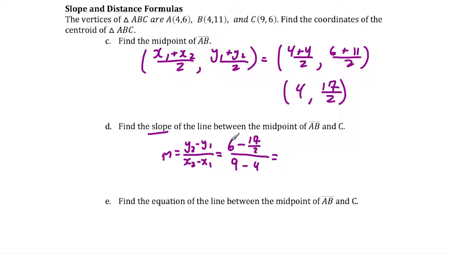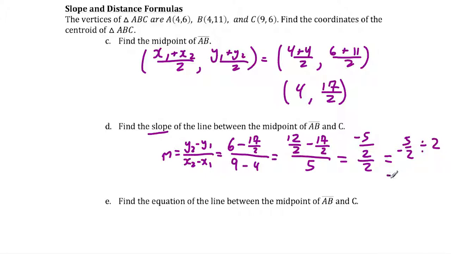Simplifying this, 6 is 12 divided by 2, and I'm going to need that for a common denominator. 9 minus 4 is 5. 12 minus 17 is negative 5. So I get this. However, don't forget, if I have negative 5 halves divided by 2, that's negative 5 halves divided by 2, which is the same thing as negative 5 halves times 1 over 2, because we multiply by the reciprocal. And so this gives us a slope of negative 5/4.